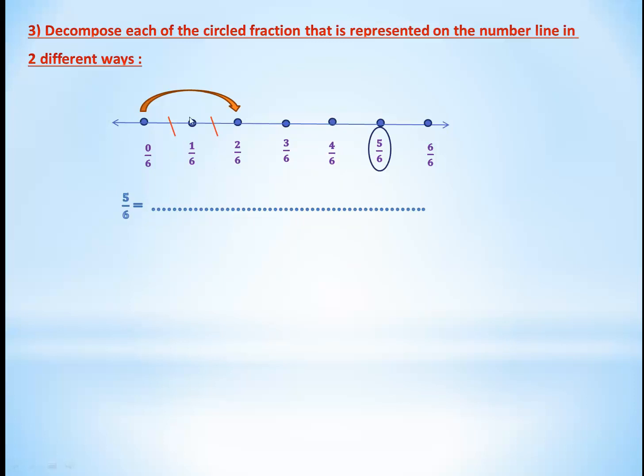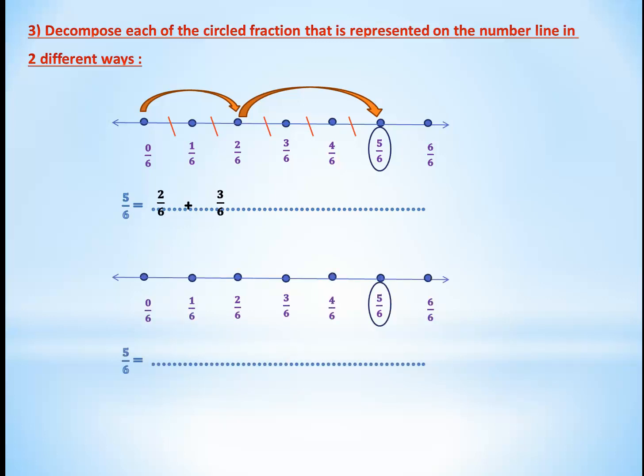So here, how many parts we have? 2 sixths. Here we have 2 sixths, and from here to here, yes, let's count. 1, 2, 3, so it will be 3 sixths, so it will be 2 over 6 plus 3 sixths. Okay, another way, okay, we can, yes, 1/6 plus, yes, 4 sixths.